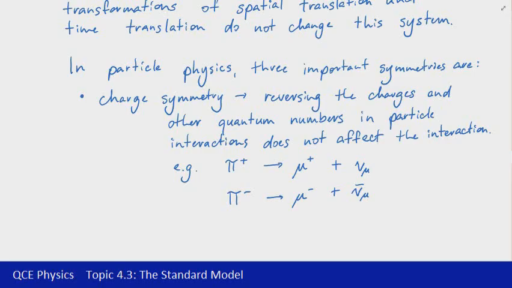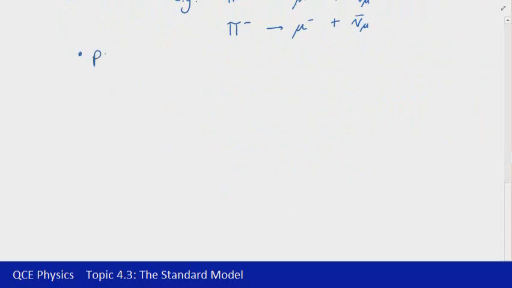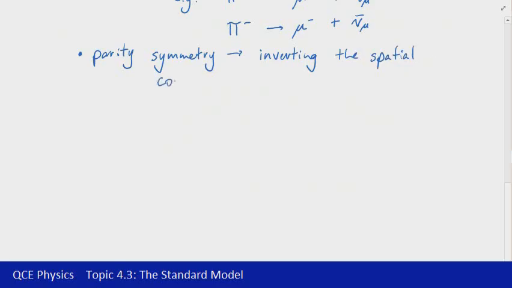So that's charge symmetry. The second one is known as parity symmetry. And with parity symmetry, we're not going to go into this one in much detail at all. It really just means that inverting spatial coordinates, so if we take x, y and z coordinates, inverting those spatial coordinates of the universe does not actually affect particle interaction.